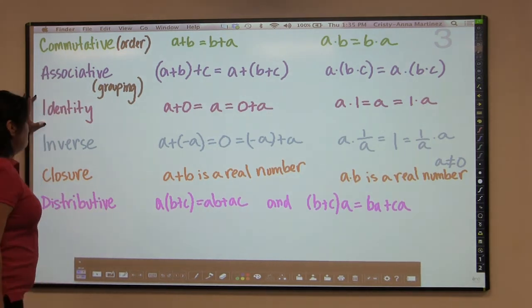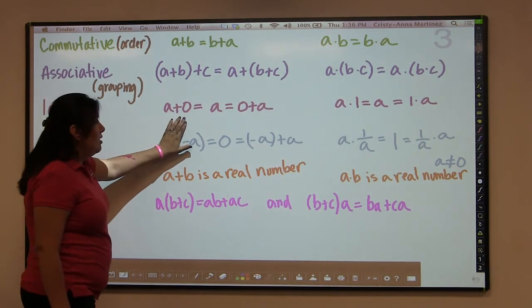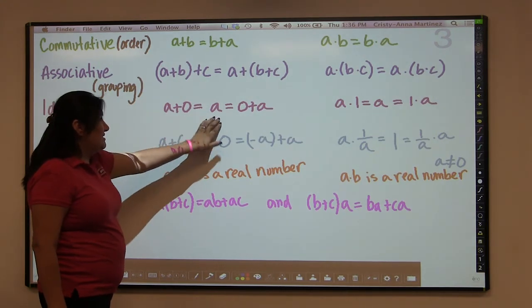And then we have the identity. The identity for addition is 0. Which basically says that 0 added to anything is not going to change it, it's going to stay A.